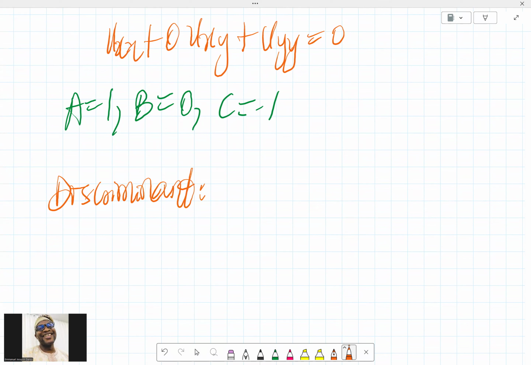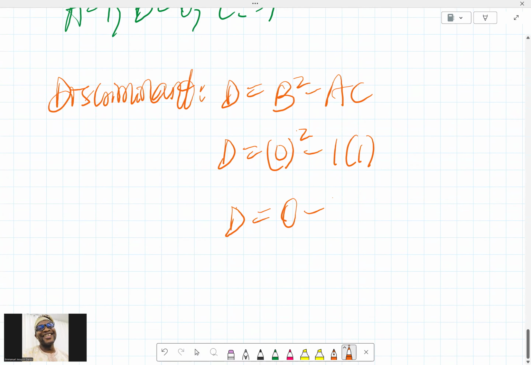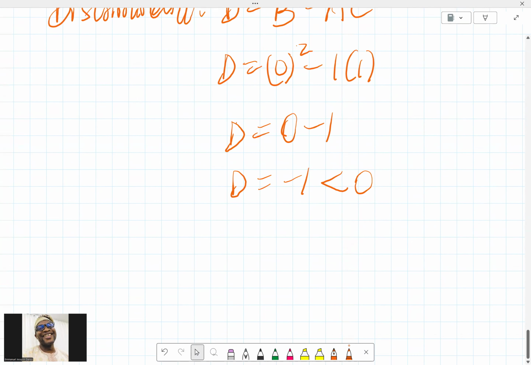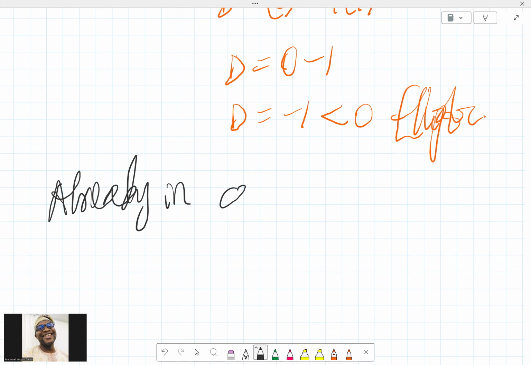So if you get the discriminant, the discriminant is such that we have D equals B squared minus AC. So that's D equals 0 squared minus 1 into 1. So D is equal to 0 minus 1, so D is minus 1, and that is less than 0. So that automatically makes it an elliptic partial differential equation, and with the way it is, it is already in canonical form.